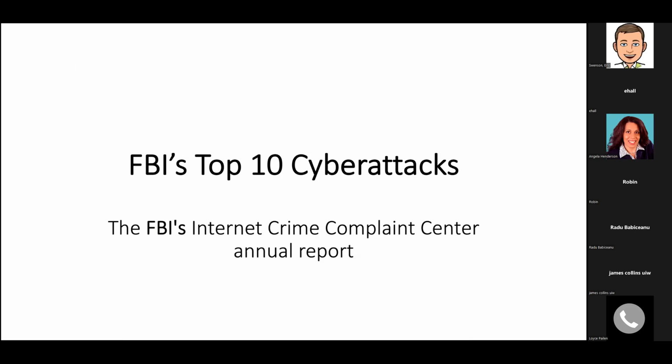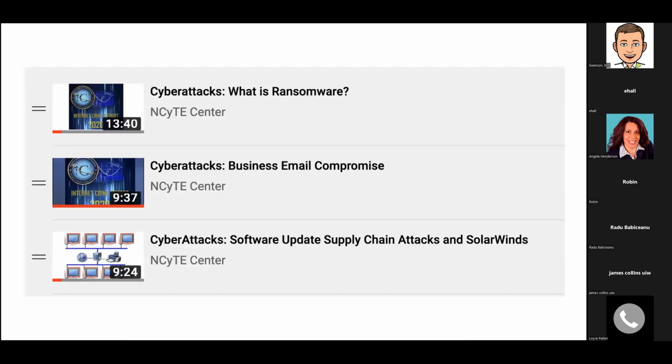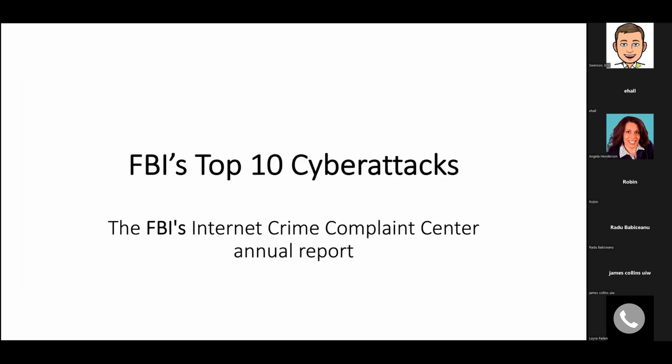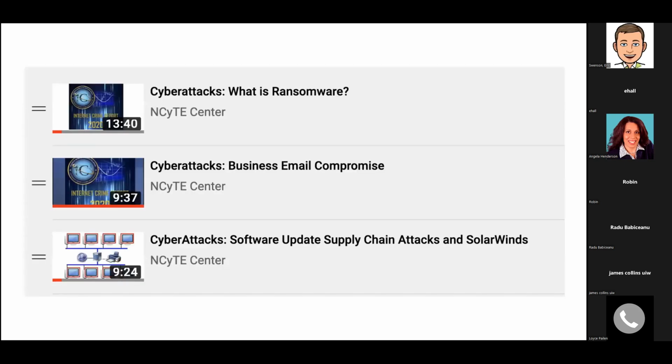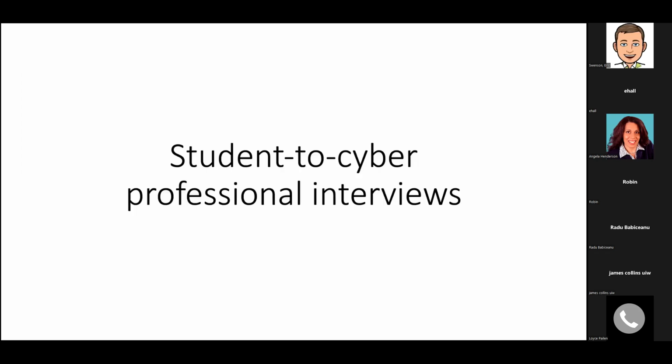Something I came out with last year was thinking about the types of cyber attacks that may happen. So I started looking at the top 10 cyber attacks according to the Internet Crime Complaint Center, the IC3 annual report. And so in this, I explained what ransomware is, what business email compromise is, and also software update supply chain attacks, and SolarWinds. That's easy for me to say. But again, these are shorter videos and don't really require some background knowledge.